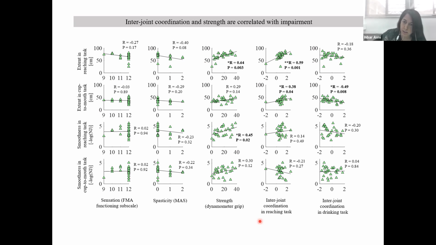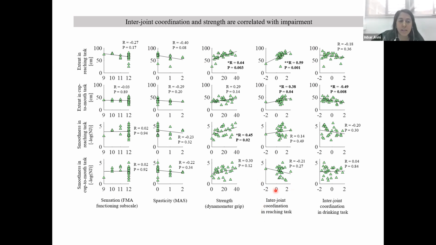interjoint coordination. And the interjoint coordination is a measure we've calculated on the kinematic 3D data as the Pearson correlation between the shoulder flexion angle and the elbow extension angle. So we have that Pearson correlation measure per participant. We've implemented a Fisher transformation here, so the distribution was a little less uniform.